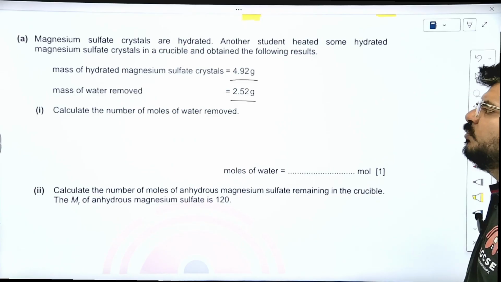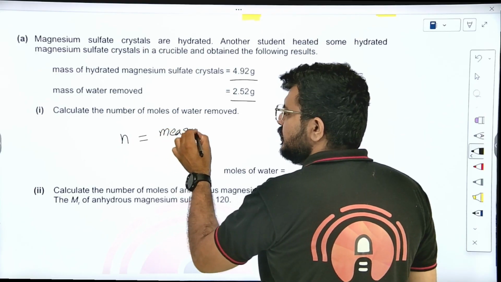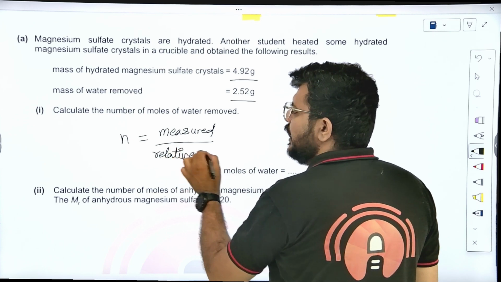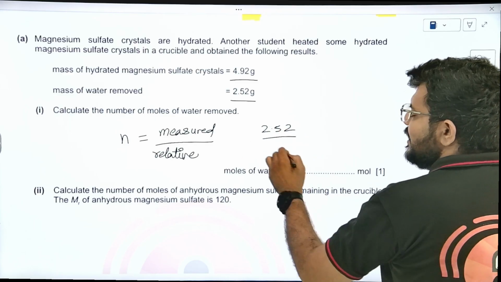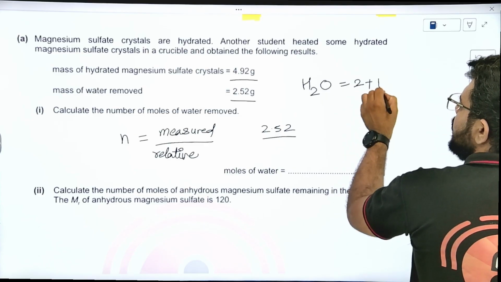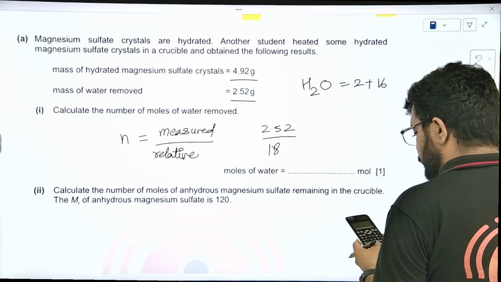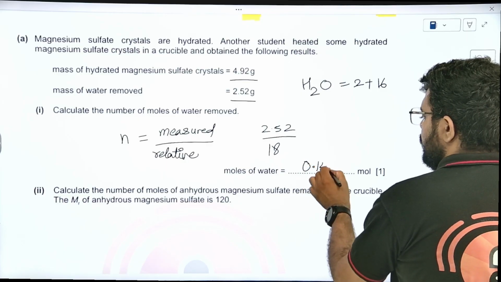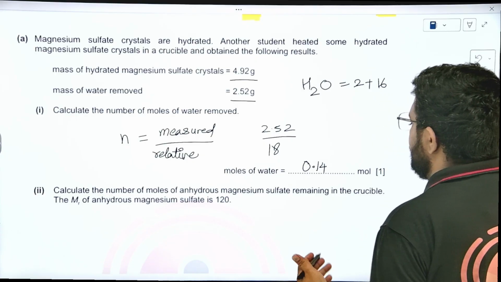What is the number of moles of water removed? Simple. Number of moles is measured mass upon relative mass, right? So let's take the measured mass. Measured mass is 2.52. Let's take the relative mass. The relative mass of H2O will give me 2 plus 16, which is 18. Quickly in my calculator, I can find 2.52 divided by 18, which is 0.14 mole.